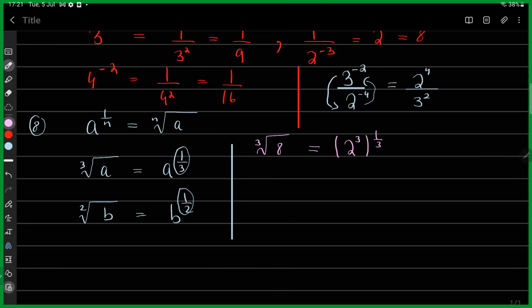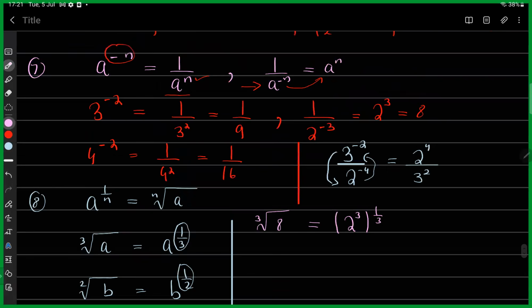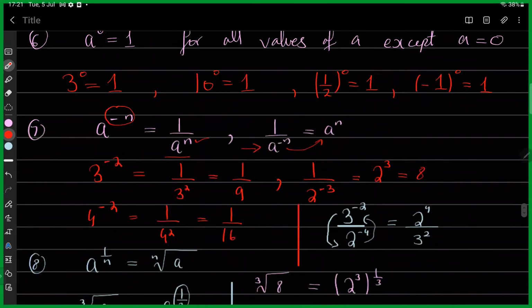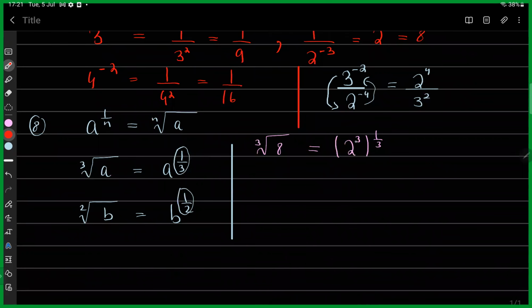Now, what do we know? We have discussed this rule already. Let me just scroll up and go to that rule. The rule was whenever we have a power and then another power, the two powers would be multiplied. Let's just multiply the two powers. We will multiply 3 and 1 by 3. So these two would be cancelled and we would be left with 1. That is why the answer is 2. If I talk about the square root of 4, I can write down 4 as 2 power 2, and I can write down the square root as 1 by 2, and now I can cancel the powers and I would be left with 2. Okay.